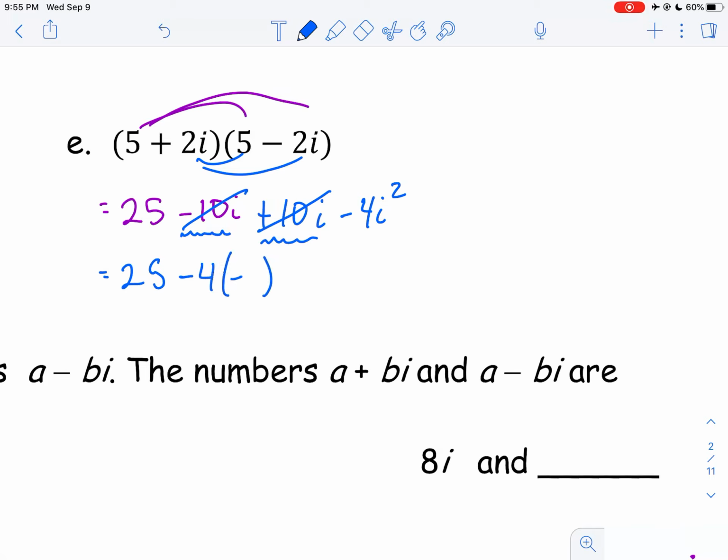But you remember i squared equals negative 1. And so we end up with 25 plus 4, which is 29. So whenever we have this scenario where we have a positive and then the opposite here with the plus 2i minus 2i, these middle terms cancel and I end up with a real number instead of a complex number.